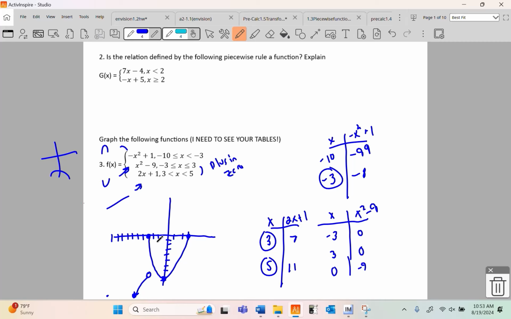And then the last one was the line segment. If I plug in a 3, I get a 7. I've got to make it an open hole because that point's not really there. If I plug in a 5, I get 11. 8, 9, 10, 11. Also an open hole. So it looks a little something like that. And there you go, there's a piecewise graph.